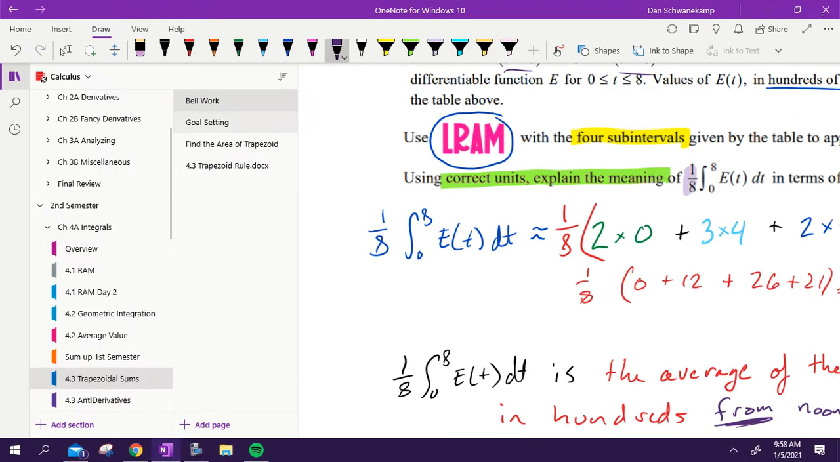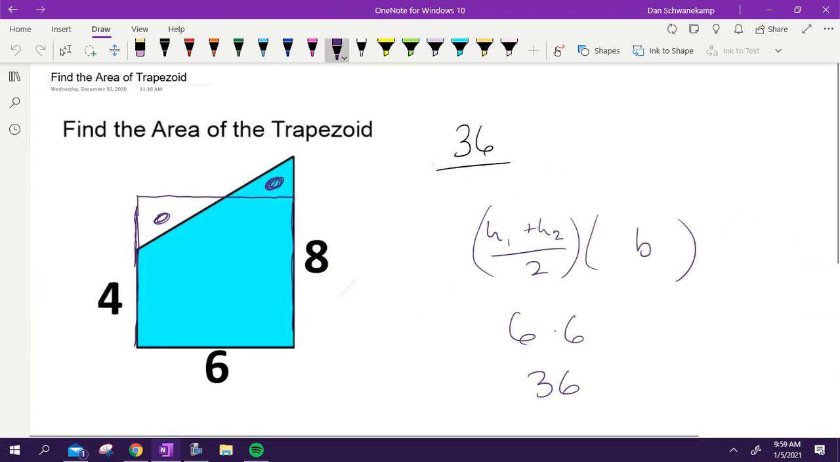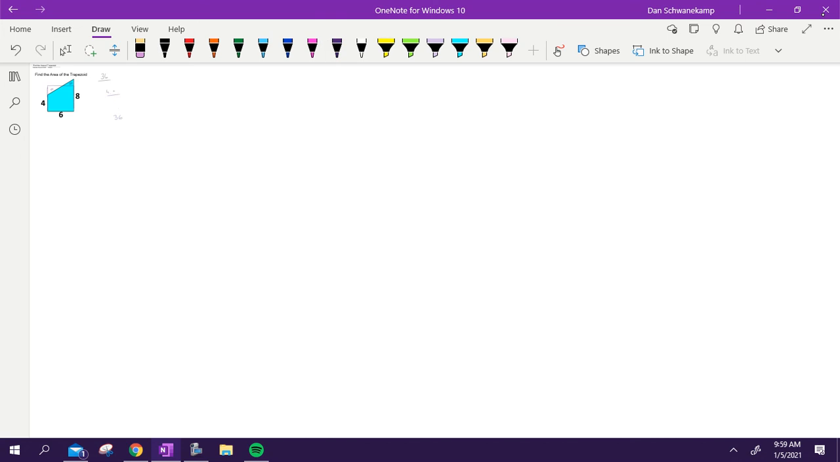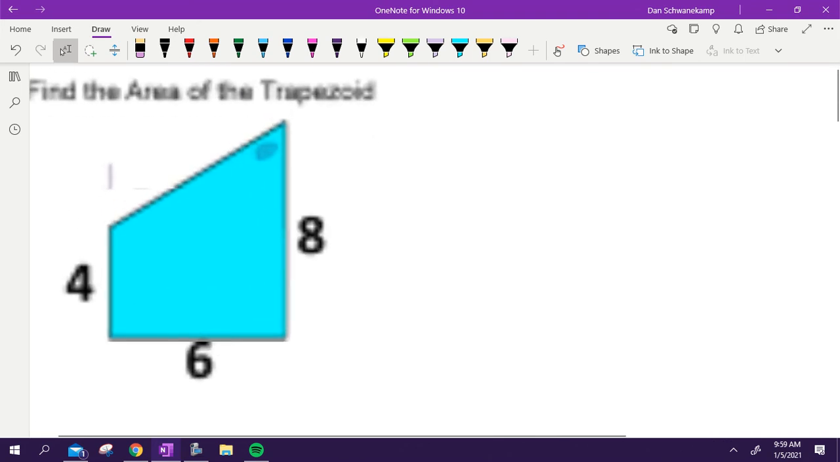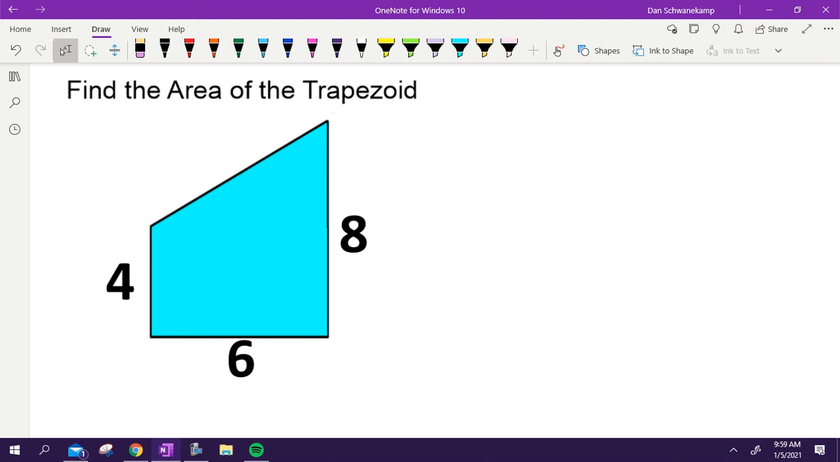All right. One more thing here. Let's act like I erased that. You didn't know it. All right. With your neighbor, find the area of that trapezoid. I know you can break it down into a rectangle and a triangle. Try to remember what the formula for area of a trapezoid is. Talk to each other. Go.